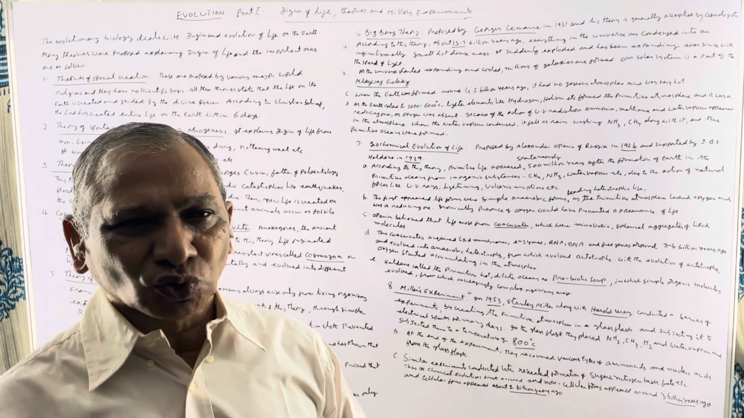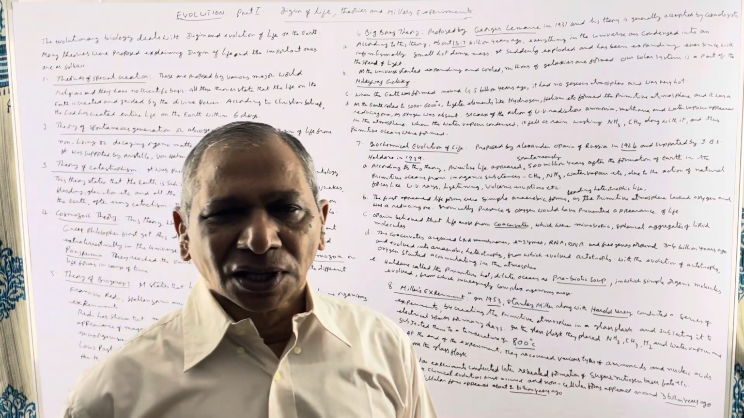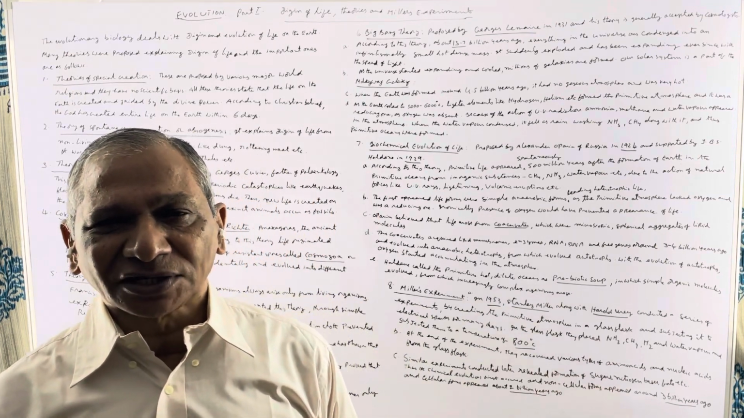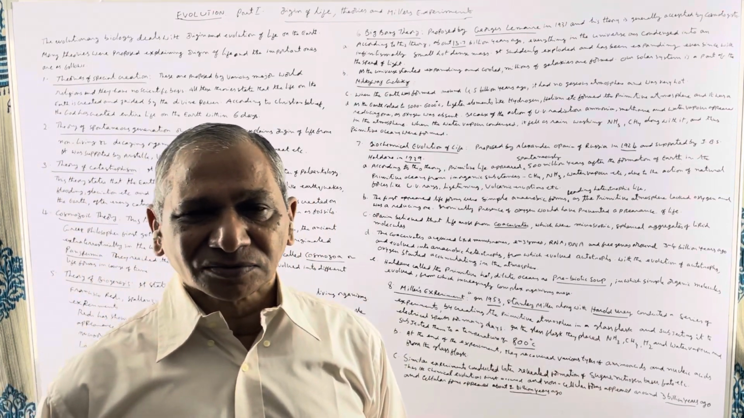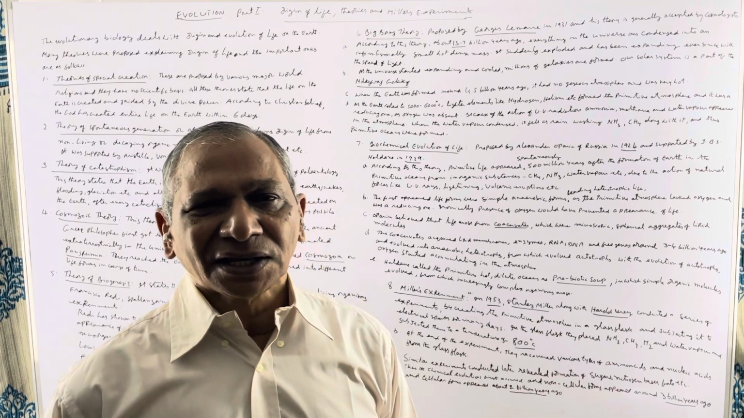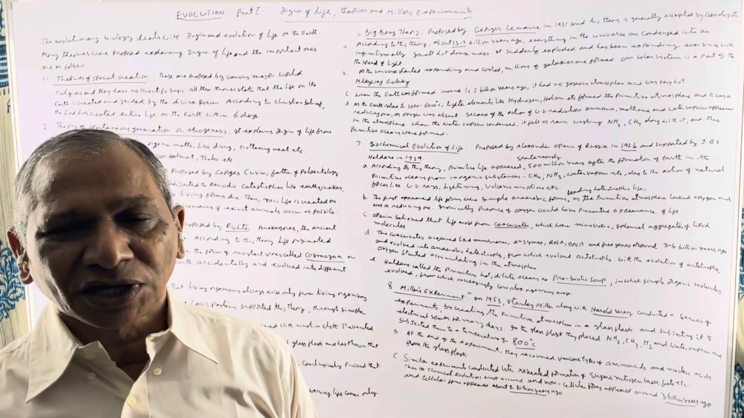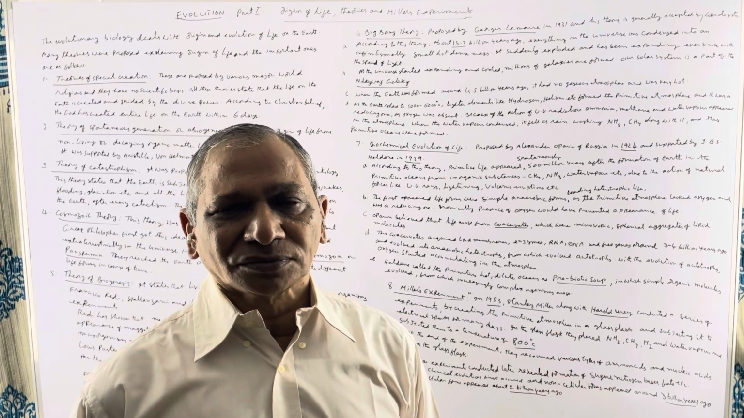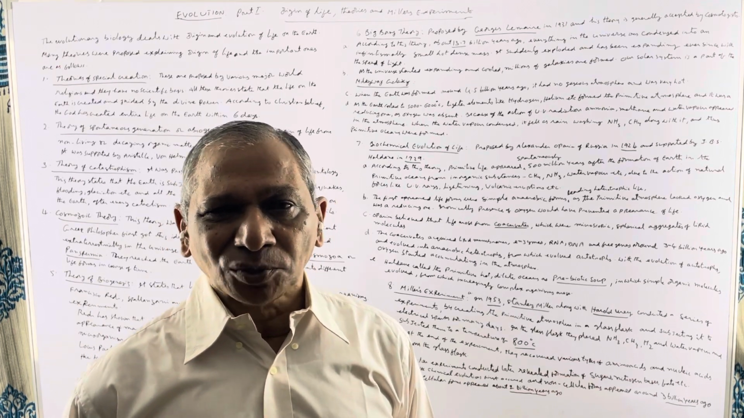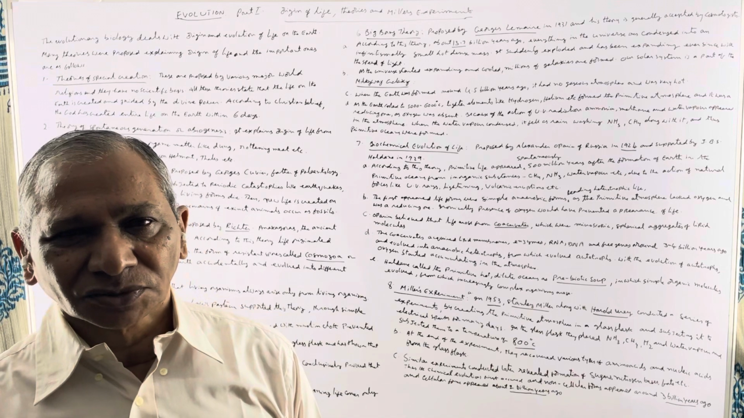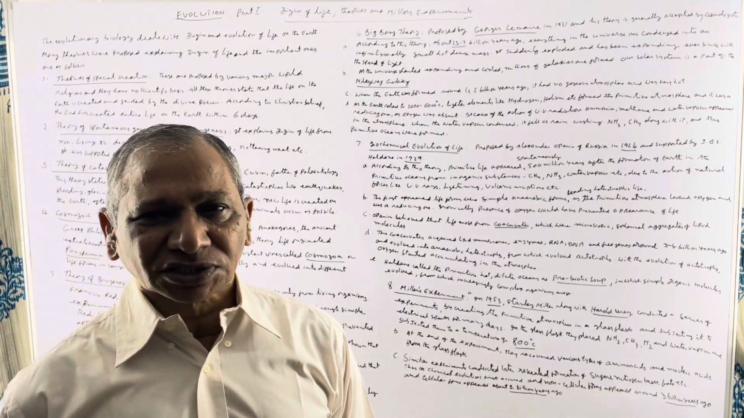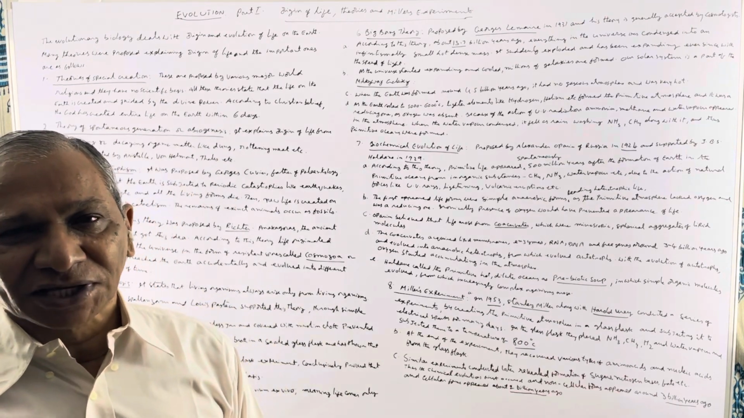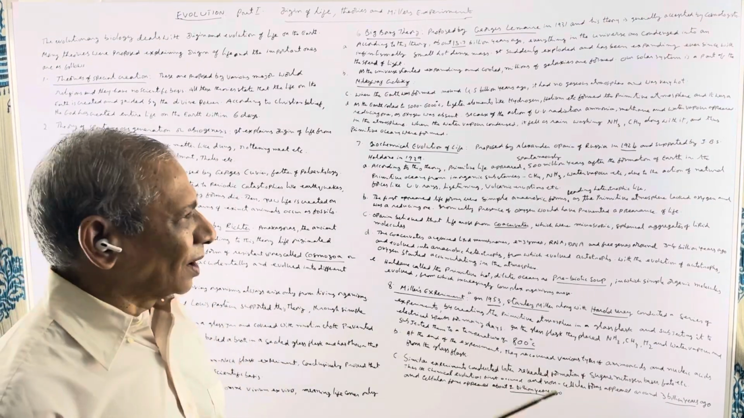Then, as the earth cooled further, the water vapor got condensed. It started falling as rain. And in this rain, these gases, ammonia, methane, carbon dioxide, got dissolved and primitive oceans were formed. In this way, primitive oceans carrying these gases appeared on the earth.